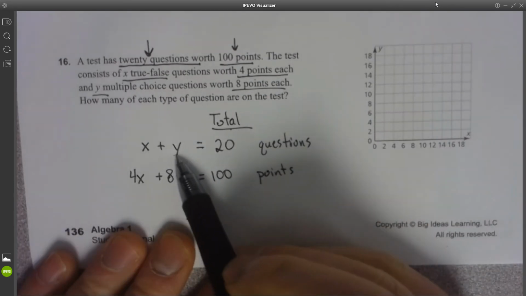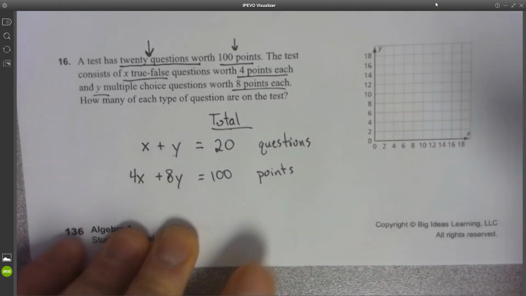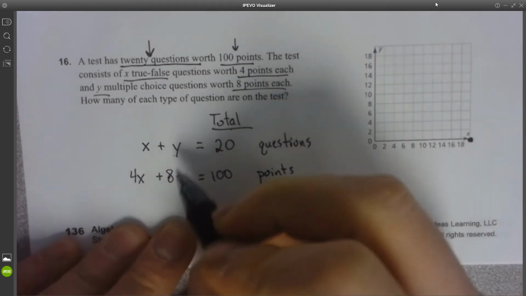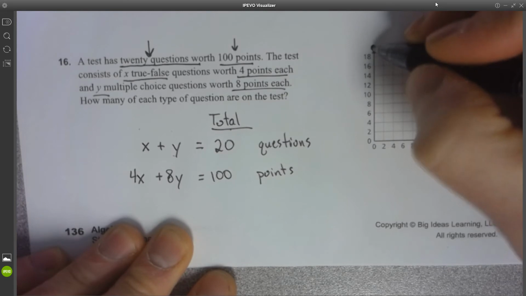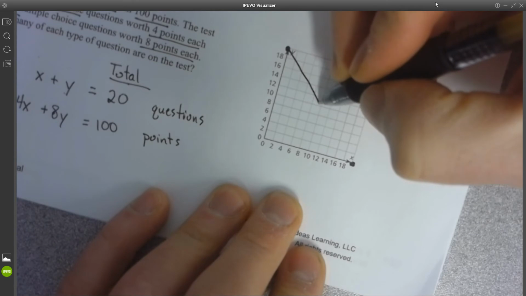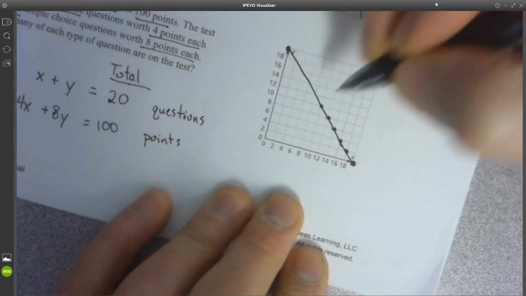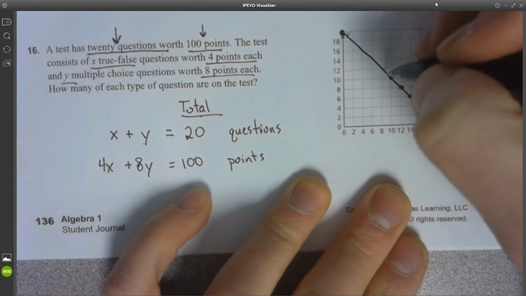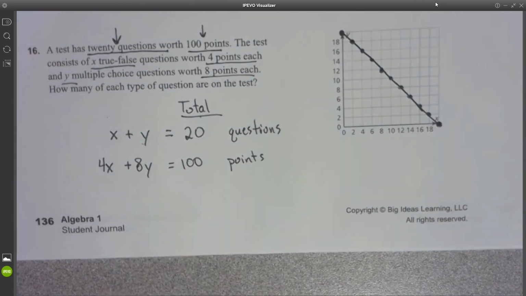So this first one looks really easy to graph based on finding the intercepts. If y is 0, x would have to be 20. And if x is 0, y would have to be 20. So that line is going to go from 20 to 20. Okay, the second equation would probably be easier to graph in slope-intercept form, but let's just see.